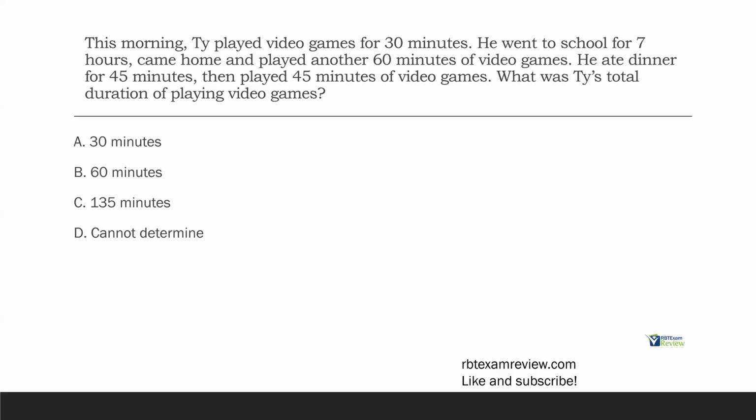What measurement system are we using here? What is the question asking? The question is asking about duration. Duration is total time, and in this case, we want the total duration. So we want the total times of all of our responses, or all of our targets, right? And our target is playing video games.